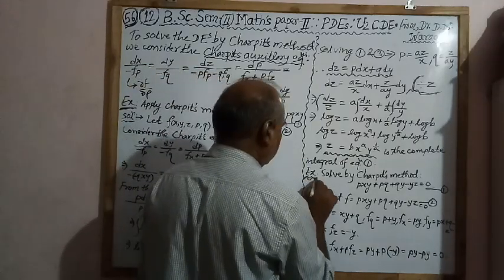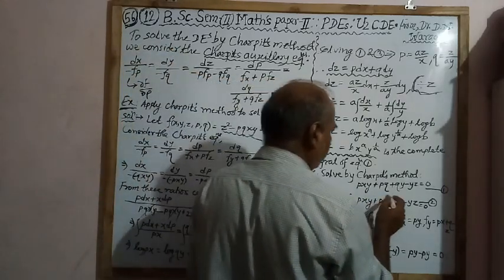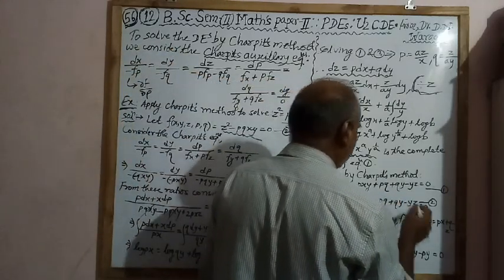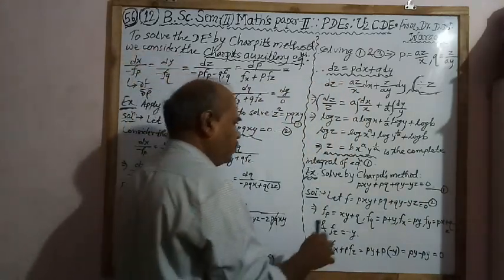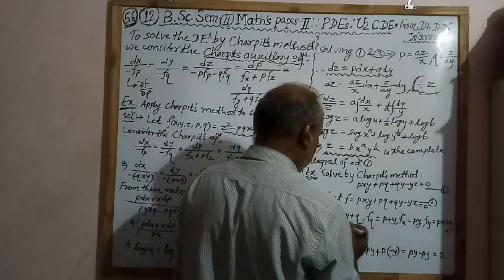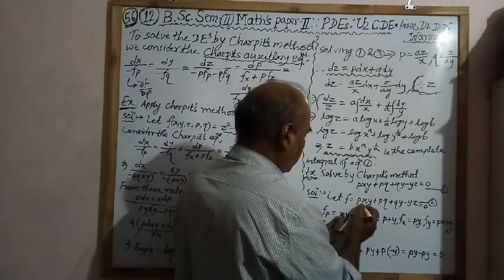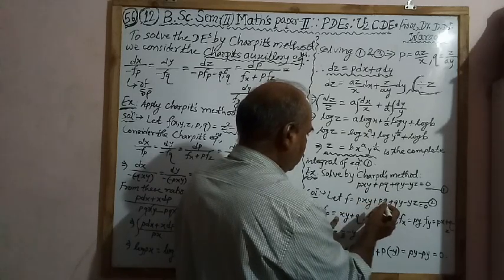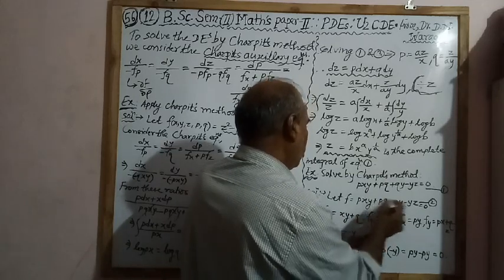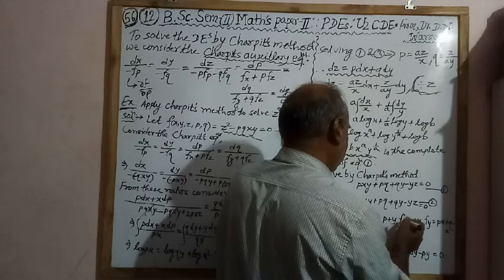Then we consider the second example. Solve by Charpit's method pxy plus pq plus qy minus yz equal to 0. Now I consider the function f equal to this. Then we find the derivatives of f, which is fp. Fp means derivative with respect to p, which is xy plus q. Fq is the derivative of this with respect to q, p plus y.